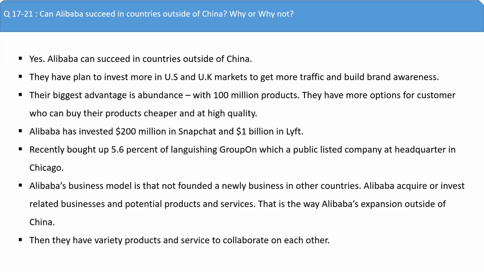Alibaba's business model is not to newly found businesses in other countries. Alibaba acquires or invests in related businesses and potential products and services. This is the way Alibaba expands outside of China. Then they have a variety of products and services to collaborate with each other. So I think Alibaba also can succeed in countries outside of China. Thank you.